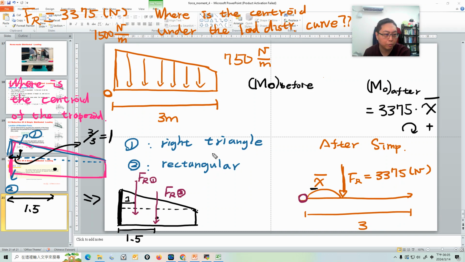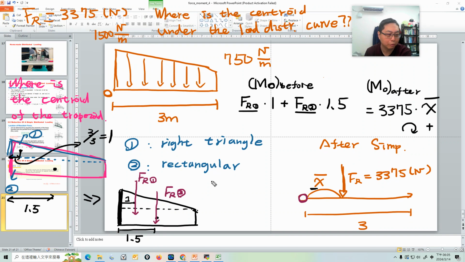Before simplification, that's why we calculated the centroid of each area. So before simplification, the moment is FR1 times 1 plus FR2 times 1.5. And what's the resultant force of area 1? And what's the resultant force of area 2?